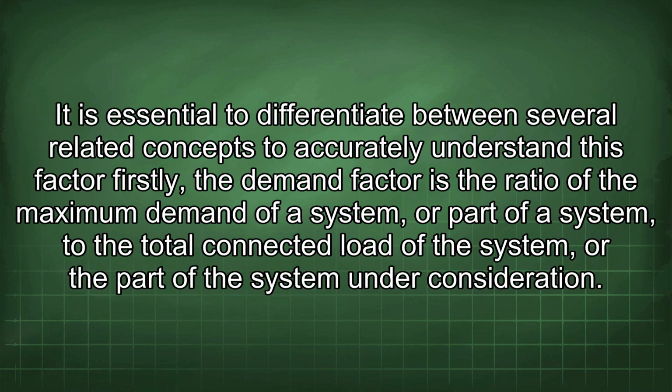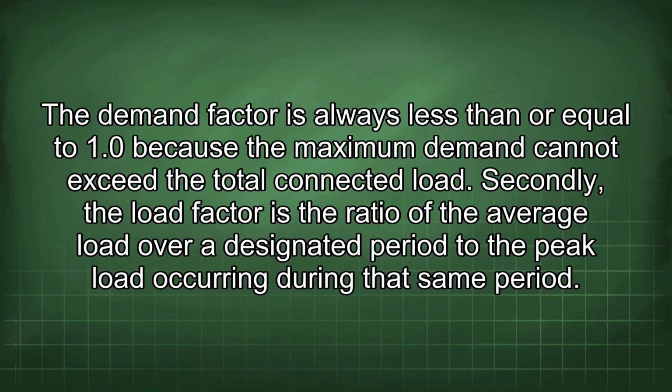It is essential to differentiate between several related concepts to accurately understand this factor. Firstly, the demand factor is the ratio of the maximum demand of a system, or part of a system, to the total connected load of the system, or the part of the system under consideration. The demand factor is always less than or equal to 1.0 because the maximum demand cannot exceed the total connected load. Secondly, the load factor is the ratio of the average load over a designated period to the peak load occurring during that same period.